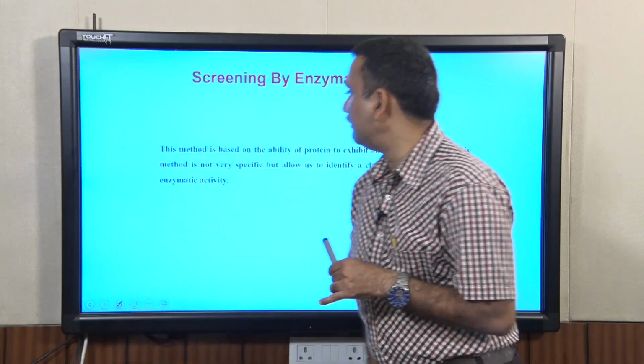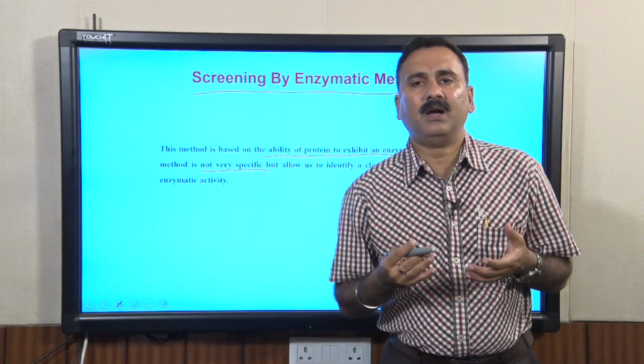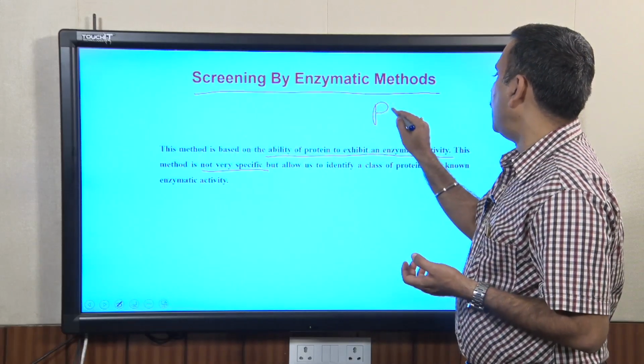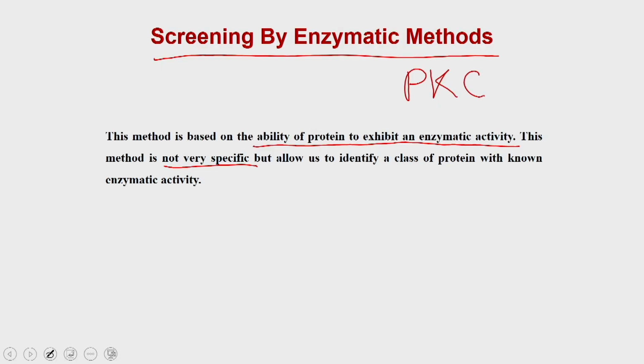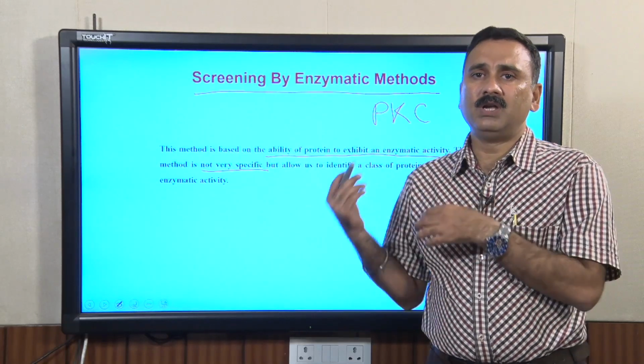Now, let us move on to the third method, which is called the enzymatic method, and this method is simply based on the ability of the protein to exhibit enzymatic activity. One of the major drawbacks of this approach is that it is not very specific. For example, suppose you are looking for a kinase called PKC, which is protein kinase C. If you do an activity assay for kinase, other enzymes falling into the kinase category are also going to catalyze the reaction.